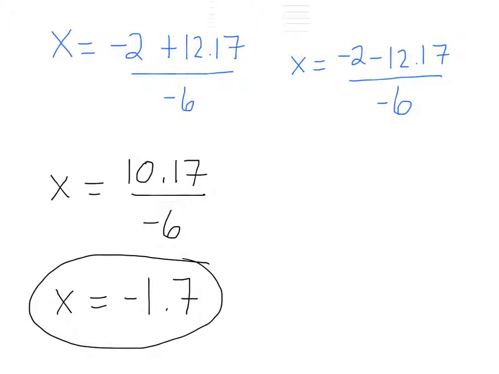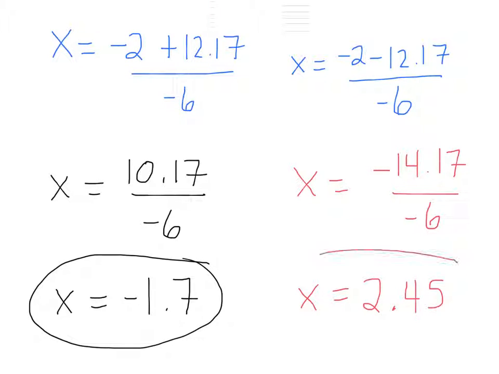Okay, now let's look at the other one. I've got x equals, and I can see clearly that negative 2 minus 12.17 is negative 14.17. And then I'm going to divide that by negative 6, right? And so I've got x equals, it's going to be a positive because a negative divided by a negative is a positive. And what do you get? And so you should get 2.45. So y'all look and make sure that those are the two answers you got. And if you go in Wolfram Alpha, those are the two answers it'll give you.